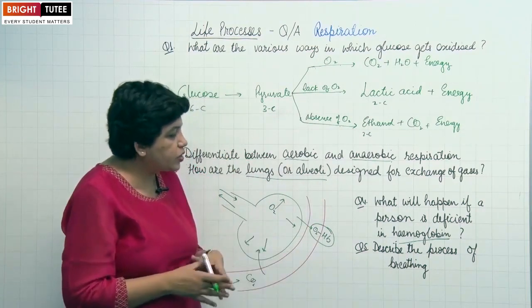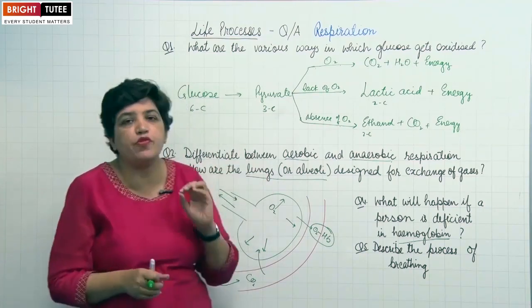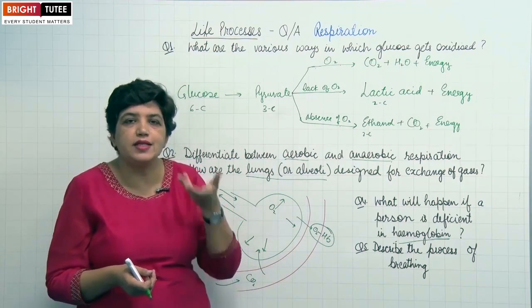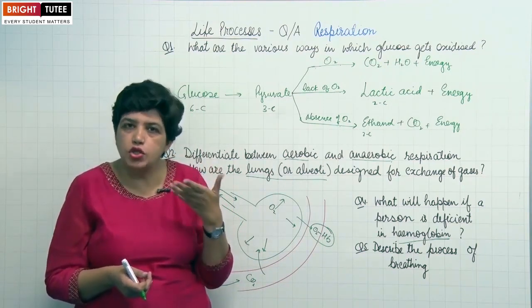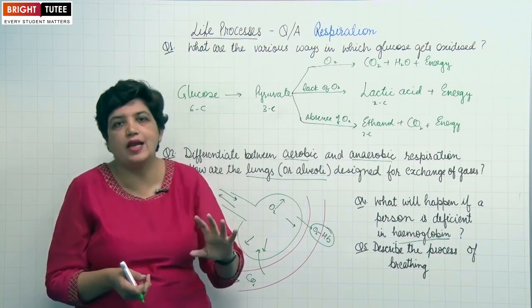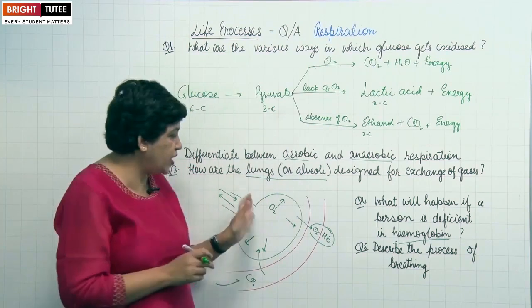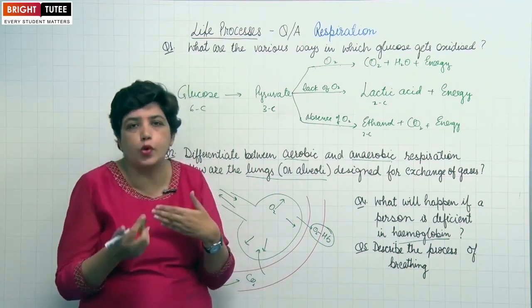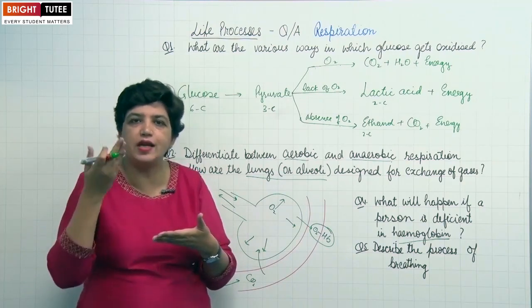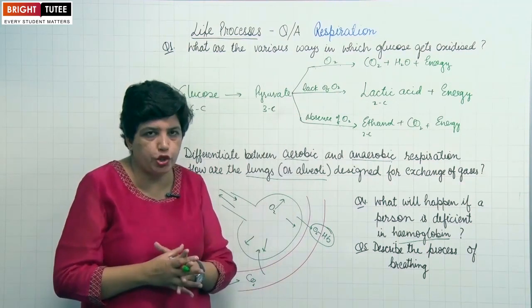Next question. Describe the process of breathing. Basically, the first step of respiration is breathing. That is inhalation and exhalation. We inhale the oxygen-rich air and exhale the carbon dioxide-rich air. And the exchange happens at the alveolar level. So breathing is only a physical process in which we inhale air and exhale out. The chemical process is called cellular respiration.